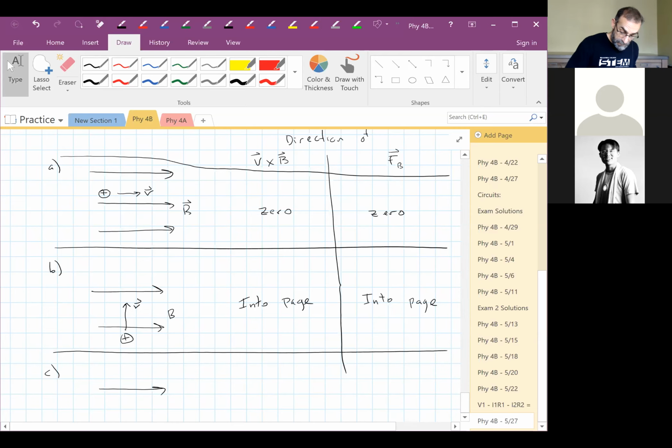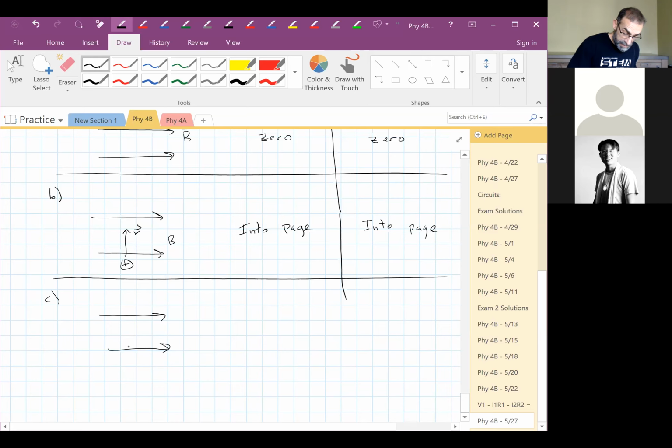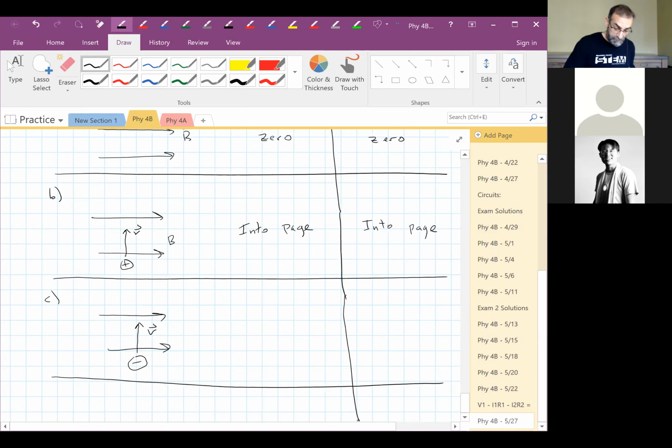Now, why am I splitting them up like this? You're wondering. Now we have a negative charge moving up. What direction is V cross B? Into the page, same as before, right? Same velocity, same magnetic field. What direction is the force on this thing?